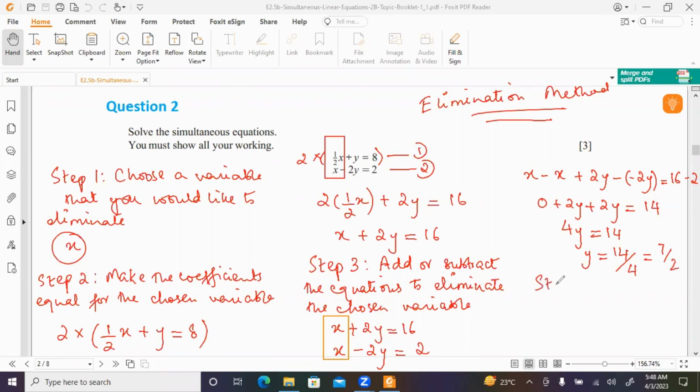Now step 4 is find x. You can pick either of the equations to find the value of x. I'll choose the second one because it's without a fraction. It would be easier to solve. So x minus 2y equals 2. x minus 2 times 7/2 equals 2. x minus 7 equals 2, and x equals 2 plus 7, which is 9. So x equals 9 and y equals 7/2.